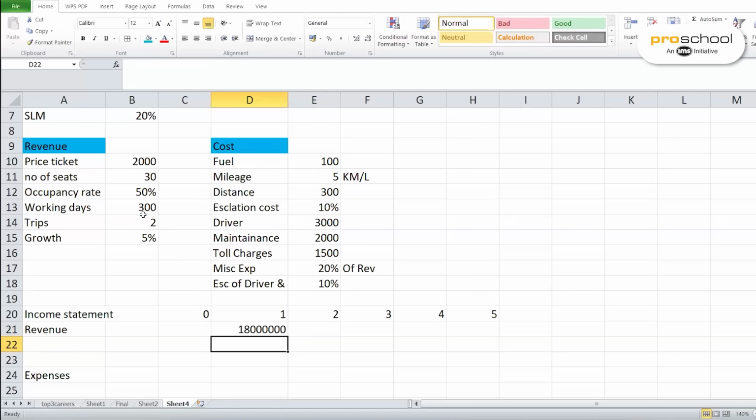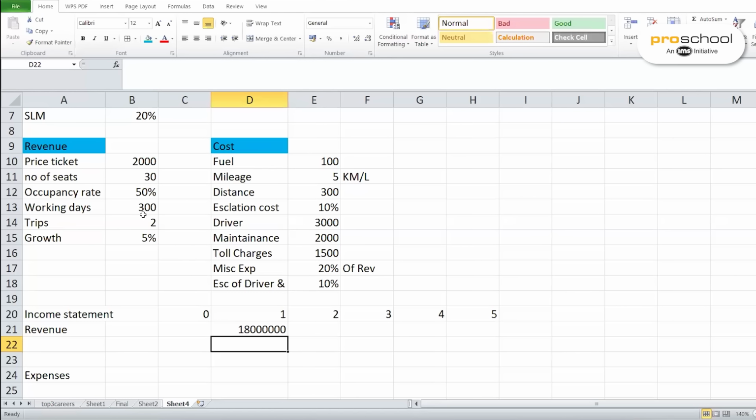Do you agree? Let me just break it down for you. So I have 30 seats in the bus. Out of those 30, only 50% will be filled. So 15, so 30 into 50%. Then one seat will give me a revenue of 2000. So I have to multiply price with the quantity. Now this is for just one trip. I am doing 2 trips in a day. So multiply by 2. And now this is for 1 day.